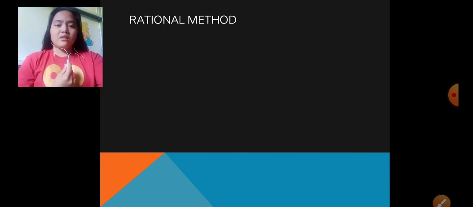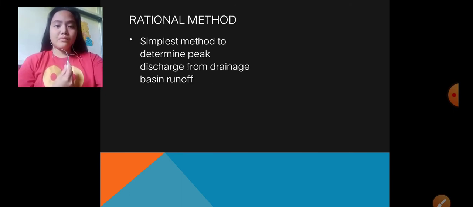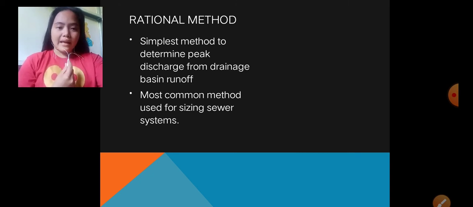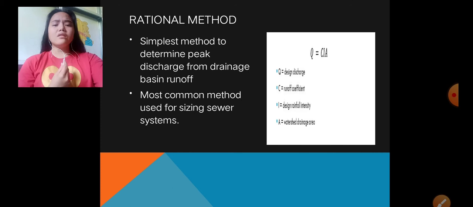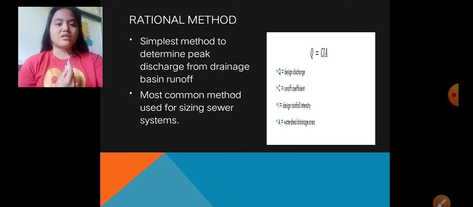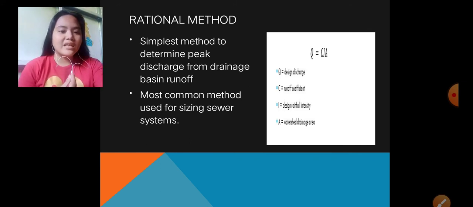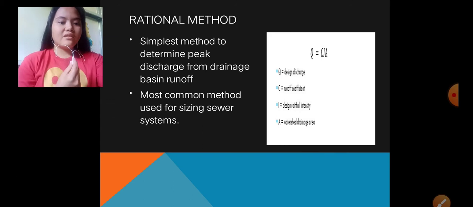When we say rational method, it is the simplest method to determine peak discharge from drainage basin runoff. Also, the most common method used for sizing sewer systems. So this is the equation for rational method, wherein Q equals C times I times A, wherein Q is design discharge, C is the runoff coefficient, I is design rainfall intensity, and A is the watershed draining area.